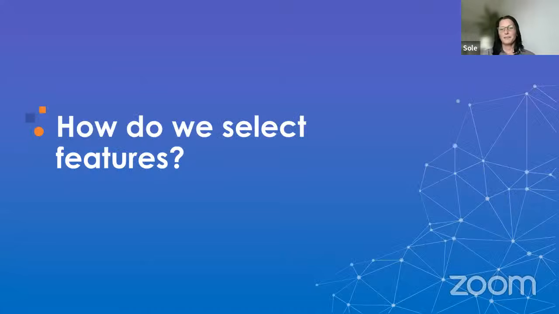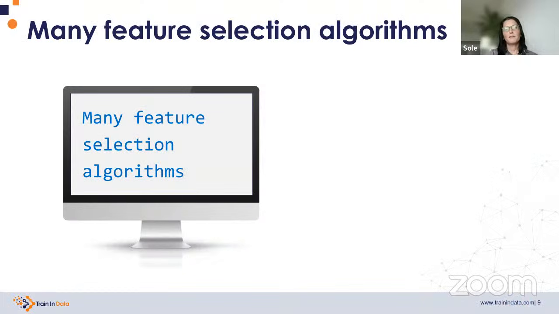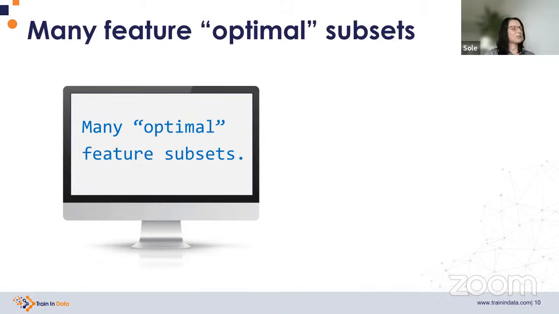So we know now why we select features. The next question is, how do we select features? And the thing is, there are many feature selection algorithms out there because there are many data sets and there are many variables. And some algorithms are suitable for some situations and some type of data, and some algorithms are suitable for something different. And it is also true that there are many optimal feature subsets. So for example, if we're using 5 different feature selection algorithms, it might be the case that we end up with 5 different feature subsets, and all of them produce models that are more or less equally performant.